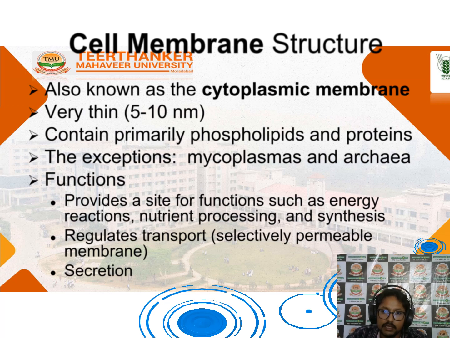Then the cell membrane. We also know it contains phospholipids and proteins. There are some exceptions like mycoplasmas and archaea, and mostly these are selectively permeable layers, as we all know. It allows only certain kinds of material, and is also used for secretion and energy reactions.